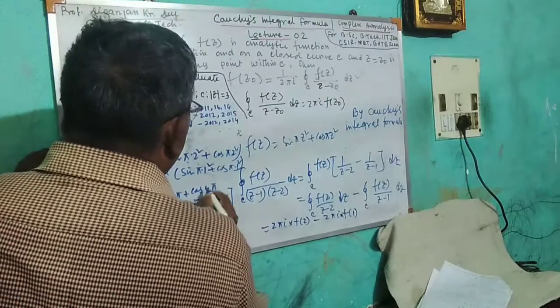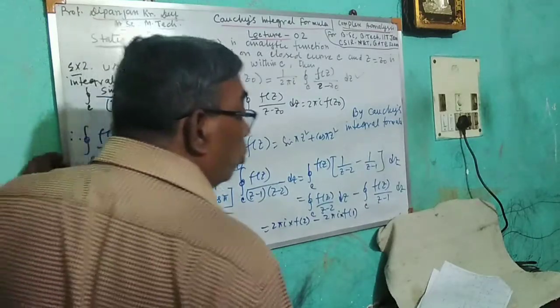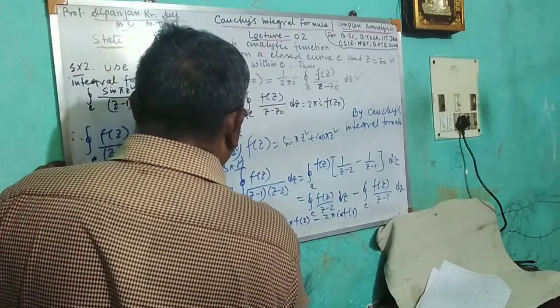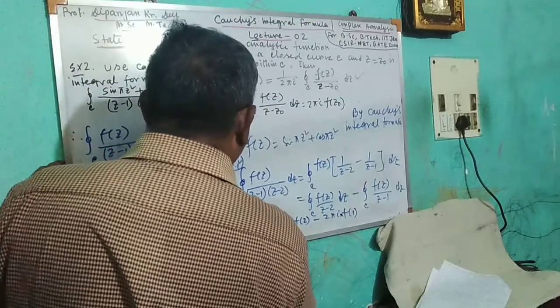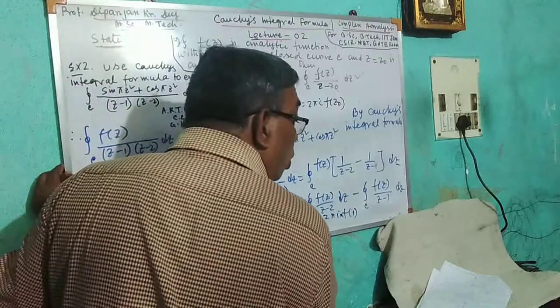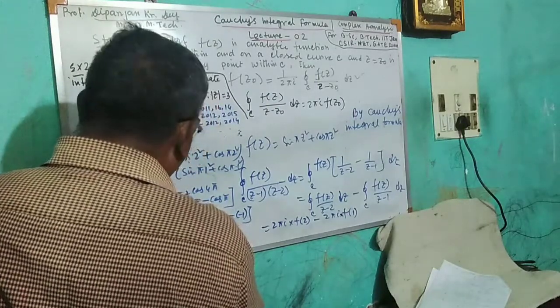Plus cos pi is minus 1, cos 4 pi is minus 1 to the power 4, minus 0 minus of minus 1. So this will be plus and here is plus. So 1 plus 1, 2. And this is 4 pi I.